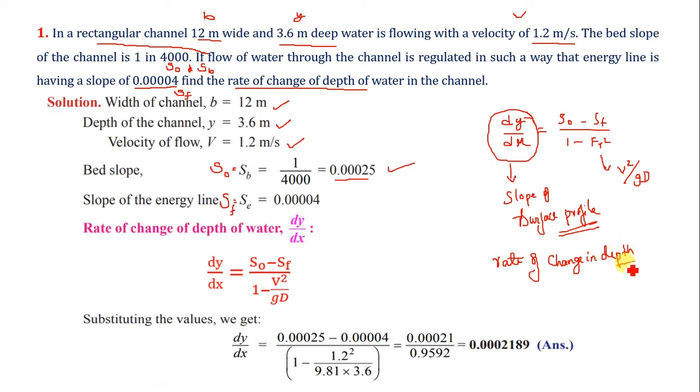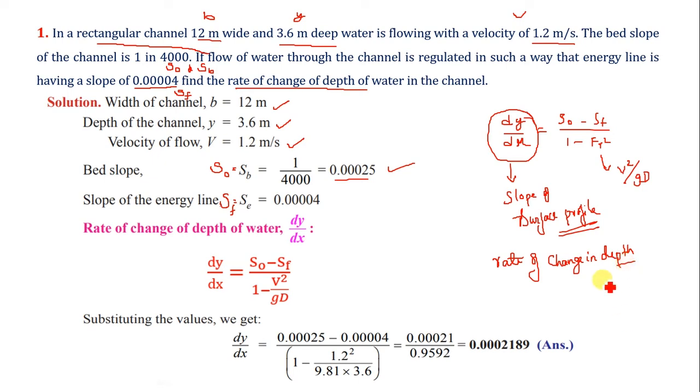Rate means we compare something with something else. If we talk about the distance covered with respect to time, we call it velocity, distance by time. Likewise, velocity with respect to time, discharge. So when you say something with respect to something, that is what we call a rate. Here we are talking about change of depth, so rate of change in depth means change in depth with respect to distance. So we call that rate of change in depth.